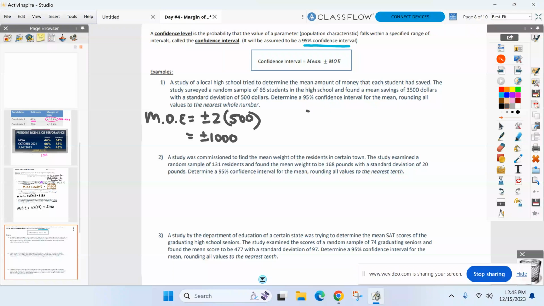So your confidence interval, abbreviated CI, is going to be your mean, which was 3,500. I'm going to take the mean and add and subtract that margin of error you just found, 1,000. And make sure the low number goes first in your interval. So 3,500 minus 1,000 is 2,500. Then add it: 4,500.